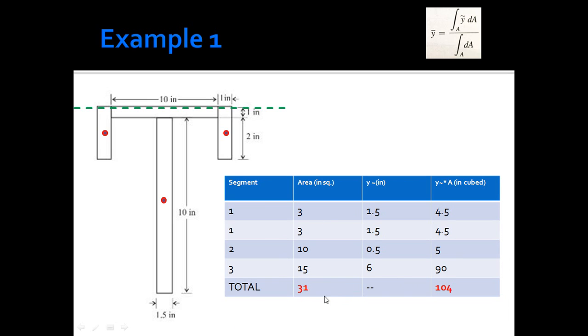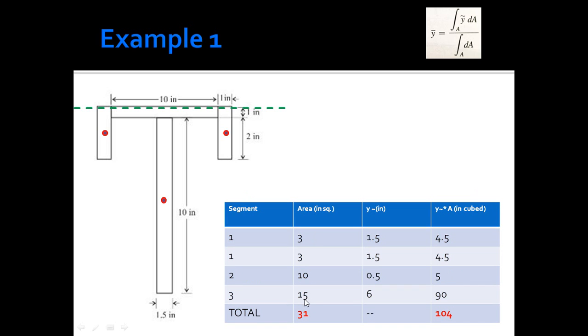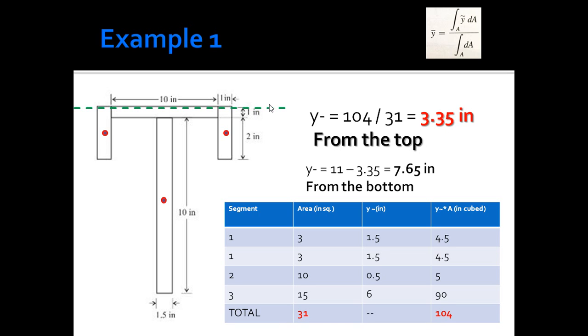And then you take the total, so add the areas across down here, and then Y squiggle times A, add those up. So you get 104 and 31. So to find y bar, we do 104, which is our y squiggle dA, divided by dA, which is the total area. So we get 3.35 inches from the top.